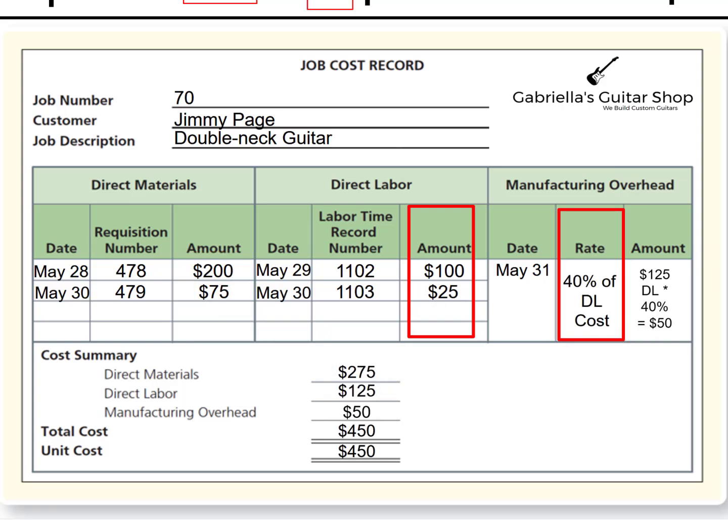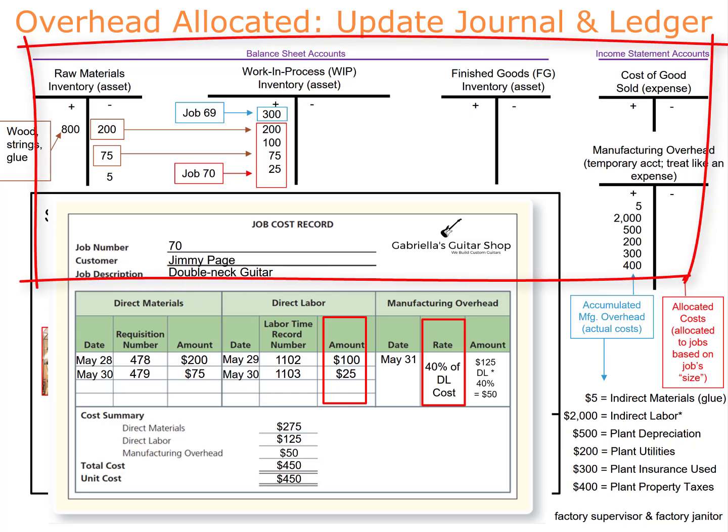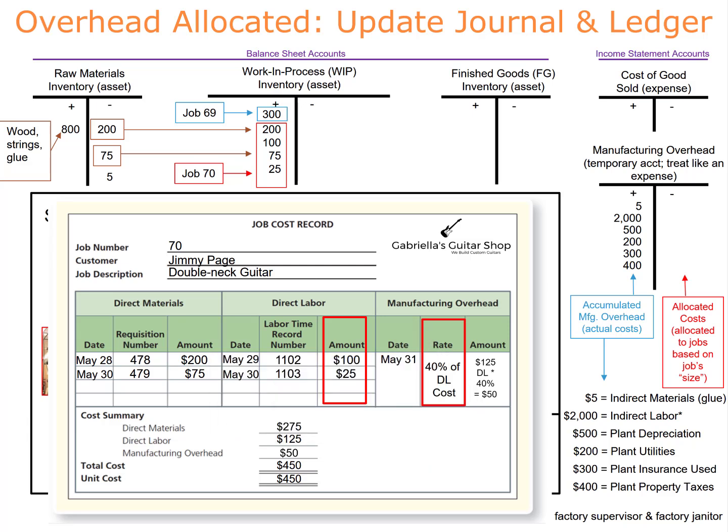Now that we have allocated $50 of overhead to job 70, we need to update our journal and ledger, which are represented by our T accounts. To figure out the journal entry, it's often easier to see how the T accounts would be affected and then do the journal entry later.